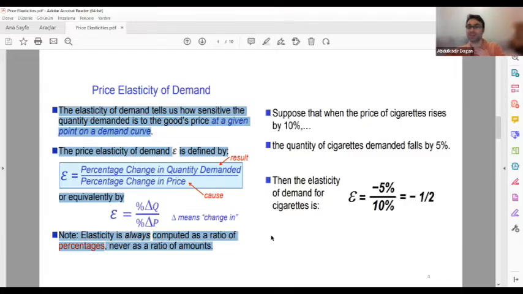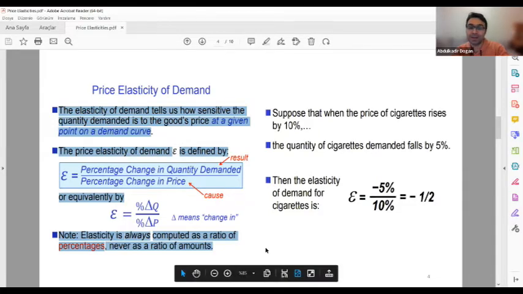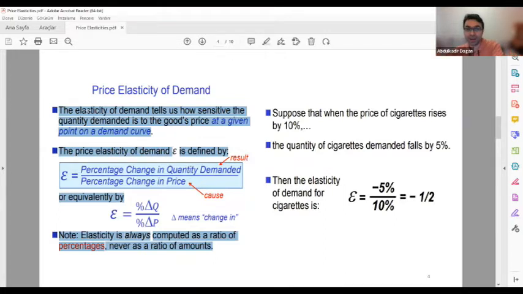Look at this slide, please. This slide also gives the main priorities of demand and supply conditions and price elasticity of the market. Please look at the definition here again. The elasticity of demand tells us how sensitive the quantity demanded is to the good's price. How sensitive, the word is important. How sensitive my demand is to any change in prices. If the price increases 10%, how much does my demand decrease?